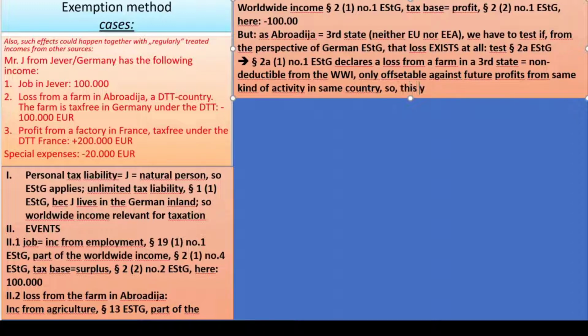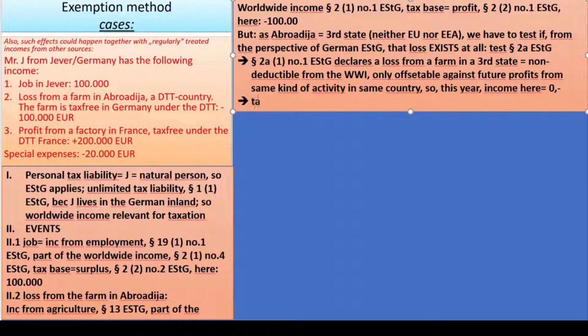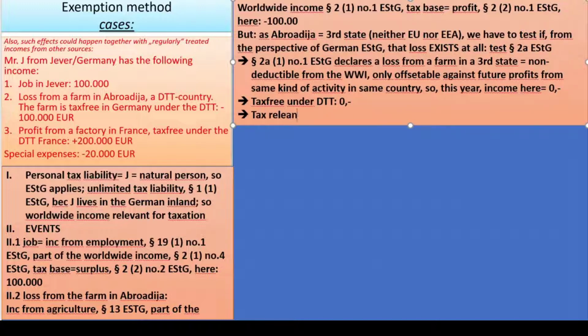So this year income here is 0 under German law. So tax-free under DTT 0 and tax relevant, well, with 0 because the income is 0 for the ESTG this year.